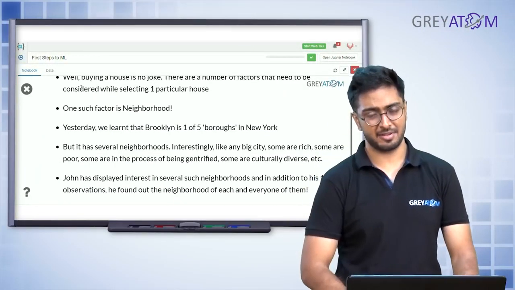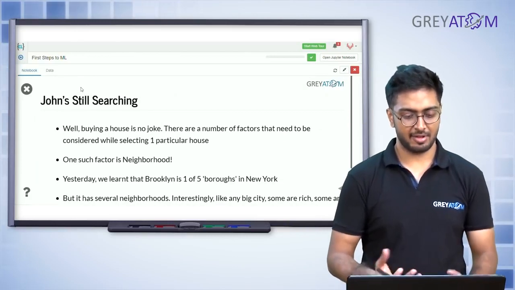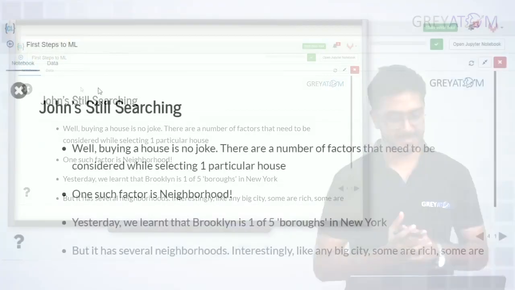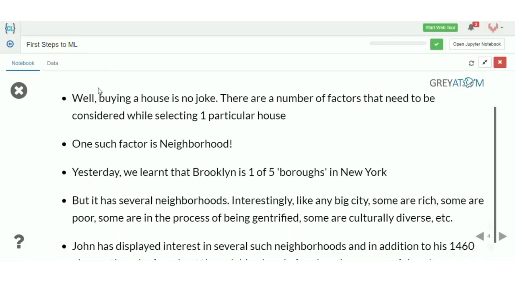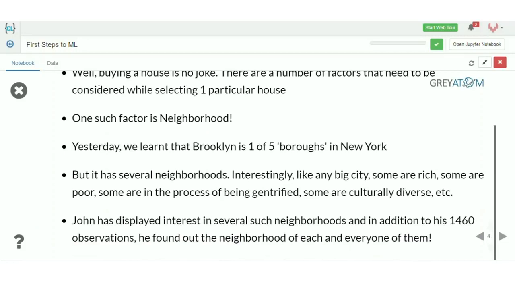So first up is an introduction to probability. John is still searching. Buying a house is obviously no joke. There are a number of factors that need to be considered while selecting a particular house. One such factor is neighborhood. Yesterday we learned that Brooklyn is one of the 5 boroughs in New York. So New York is basically split into 5 different regions.